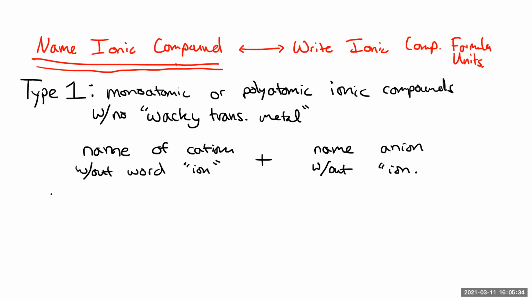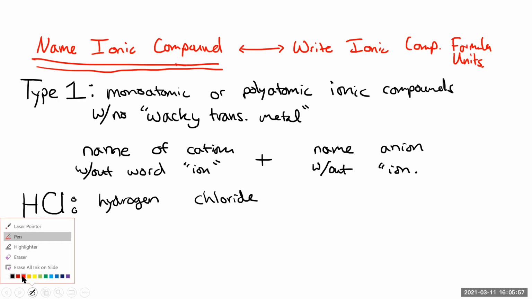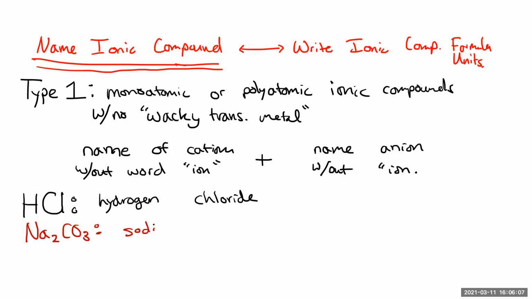So for example, if you see HCl, there are multiple names for this compound, but based on this naming system, we would call this hydrogen chloride. Okay. Now, if you saw something like Na2CO3, this would be sodium carbonate.